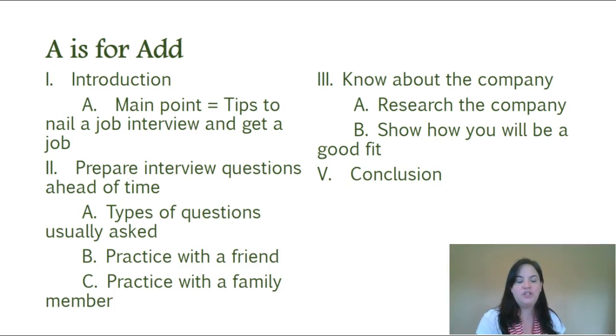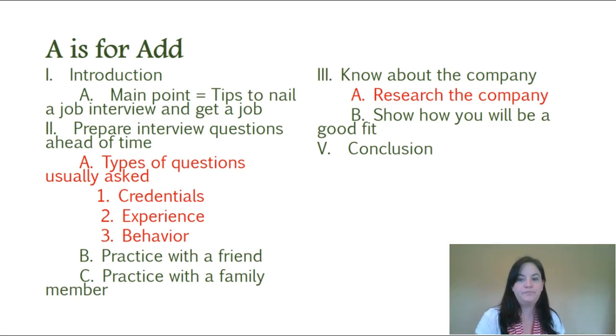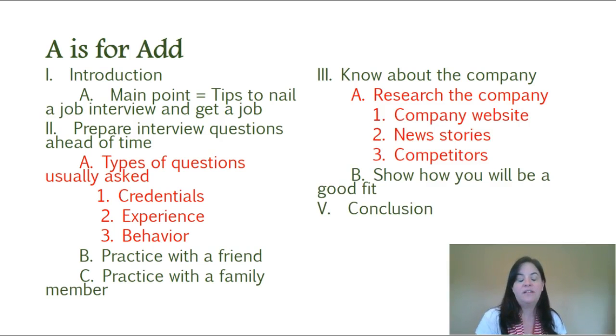And I've identified 2 parts. One is the type of questions that are usually asked, and the other is researching the company. These are really good ideas, but I think that I need to give more details about them to help my reader really understand what I mean by these 2 things. So, under types of questions that are usually asked, I can explain that some questions are about credentials, some are about experience, and some are about behavior. And when I talk about researching the company, I should probably explain how to do that. So I'm going to add the details to look at the company's website, to see if there are any news stories about the company, and to check out the company's competitors.